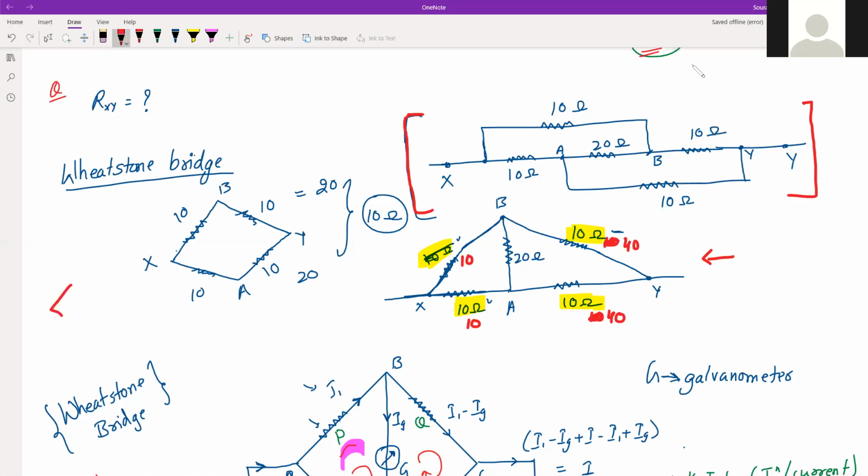So we just have to find this. In such questions, if you are able to get your circuit in this kite form, and you see that the resistors are in such a way that the ratio of the two arms is the same in both the loops, then we say that the network is a balanced Wheatstone bridge.